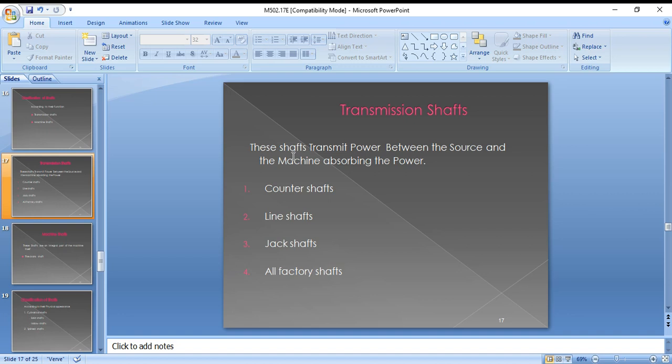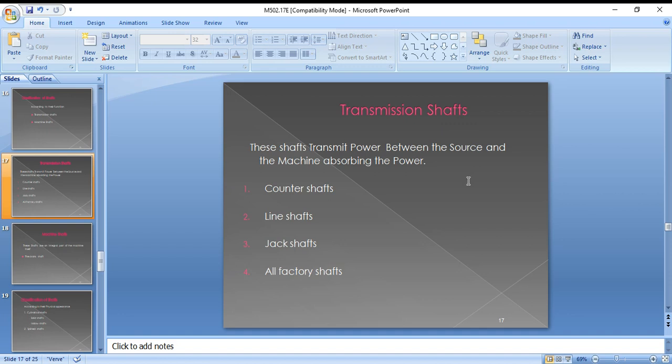The counter shaft receives power from the line shaft and transmits it to the machine. So these are all the different types of shafts which are generally used to transmit power from the source to the other machines, the machining parts which use that power. So all factory shafts come under the transmission shaft.